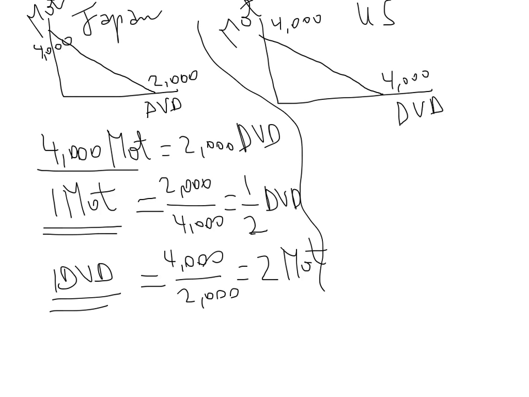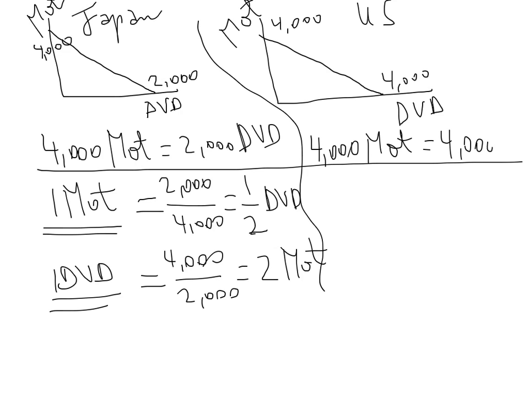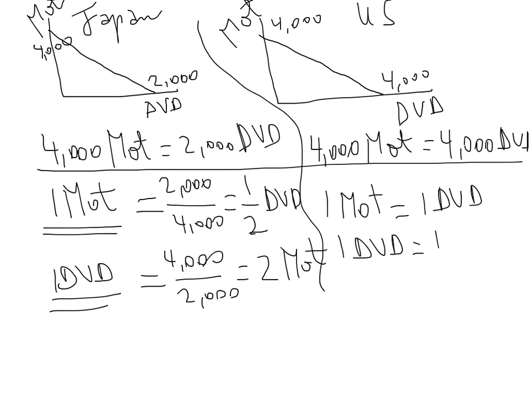We are going to do the same thing for the United States. We have to set up the equation first. We look at the intersection points here: 4000 motorcycles equals 4000 DVDs. So for this one, it's pretty easy. One motorcycle is 4000 divided by 4000, which is 1 DVD player, and one DVD is going to be one motorcycle. So now we have figured out the opportunity cost in each country. We already did that. Now, who has a comparative advantage in which good?